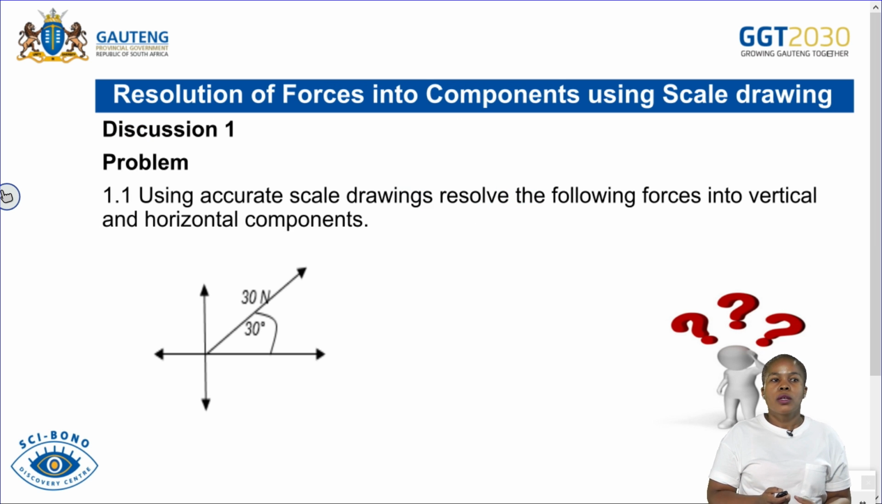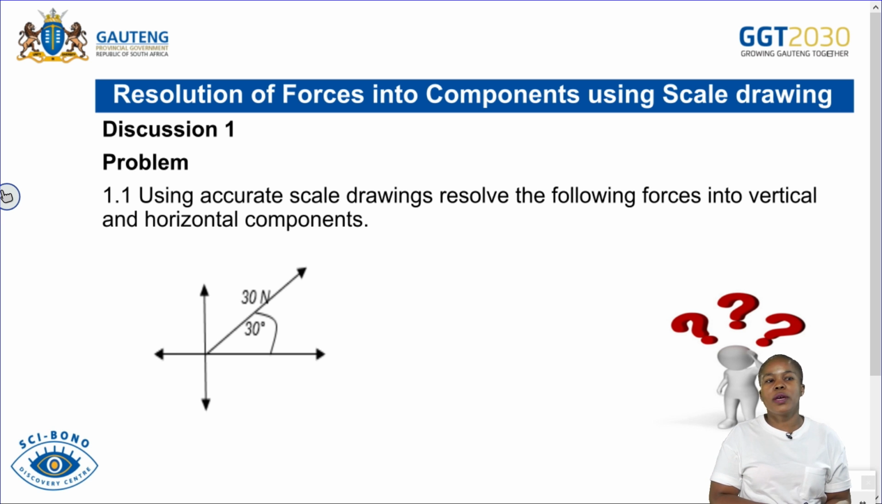Let's look at the first one, where we are resolving a force into its components by using scale drawing. The problem says: using accurate scale drawing, resolve the following force into vertical and horizontal components. What you should take note of is that the force provided to you needs to be drawn to scale, so that whatever measurements or forces you come up with that are not given to you, you are able to get the correct measurements.